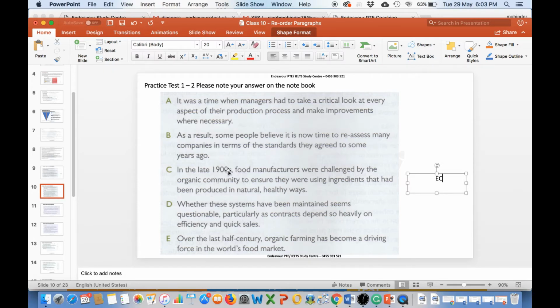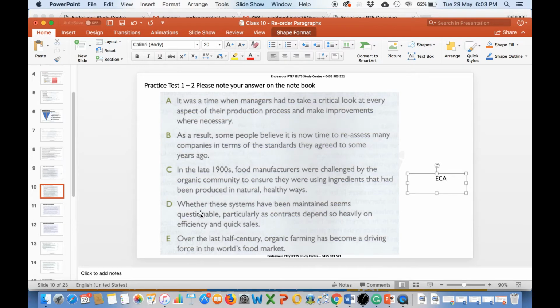They have given a specific time, and then we need something that is representing time. So it was the time when managers had to take a critical look at every aspect of their production process and make improvements where necessary. Which was the time? Because this is the specific time they mentioned, 1900s. So I will have A next.